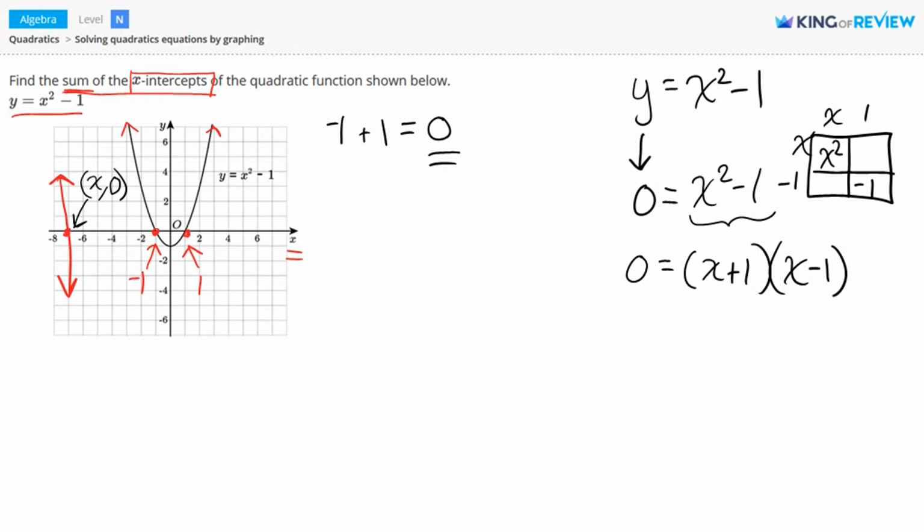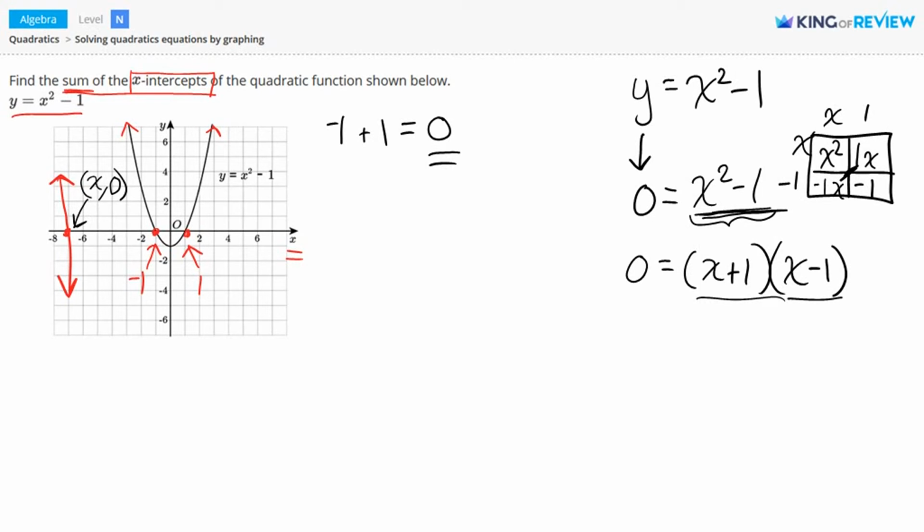Filling out the remainder of the box, -1 times x is -1x, and x times 1 is 1x. If you add these two boxes together, -1x plus 1x, you get 0x. And here you could see that we do not have an x term. We just have x squared minus 1. So that's how I got these terms here when I factored.